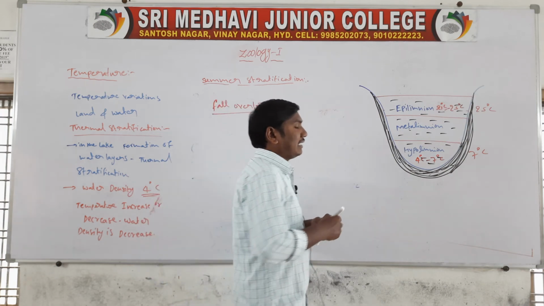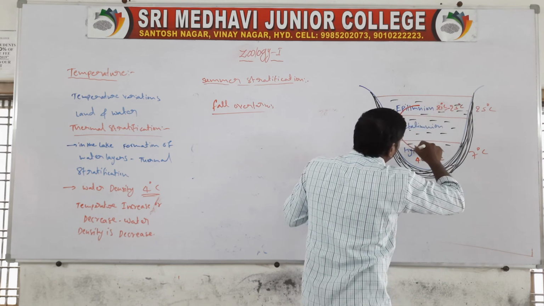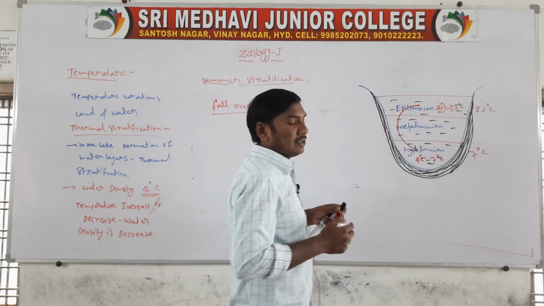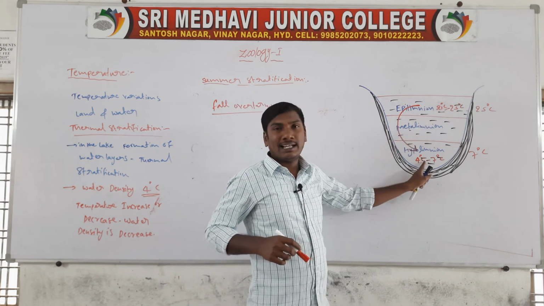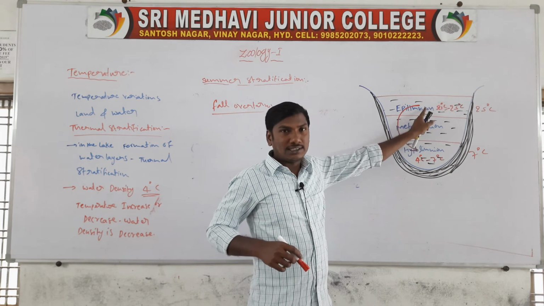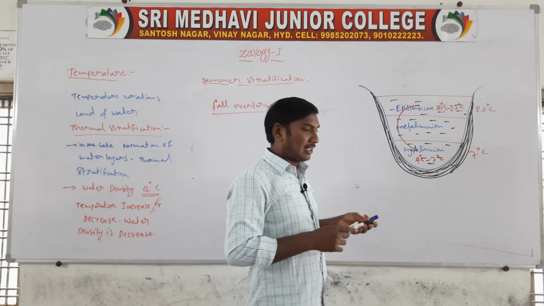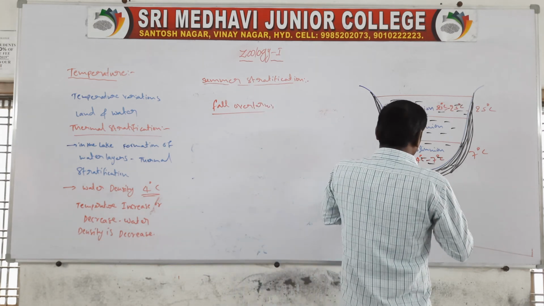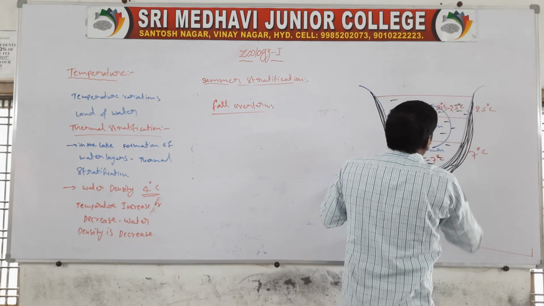So, the Epilimnion layer water moves downwards. The rich oxygen water goes down into the Hypolimnion layer. Rich oxygen, less nutrients, this water comes downwards. Next, the bottom layer water moves upward, to the upside.